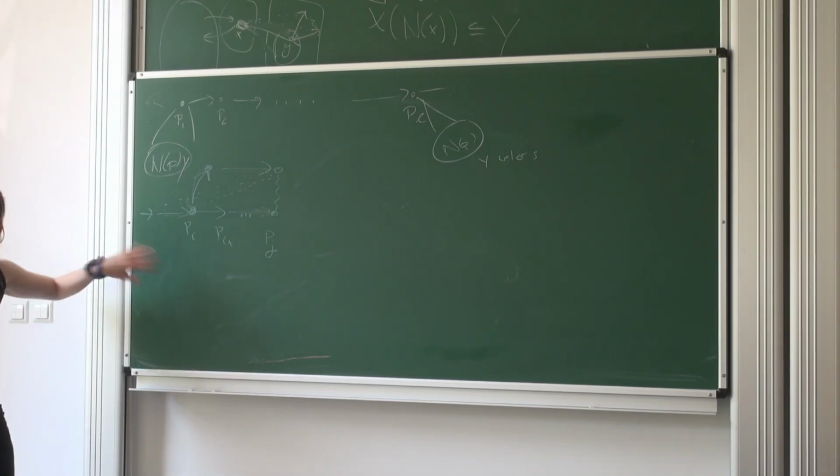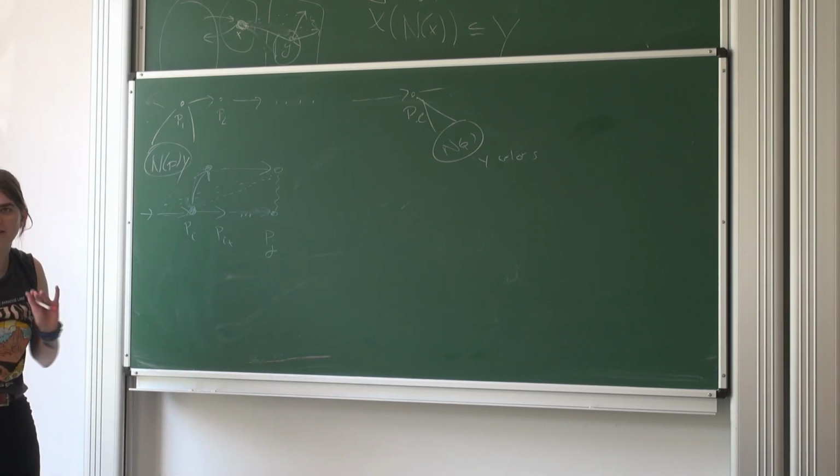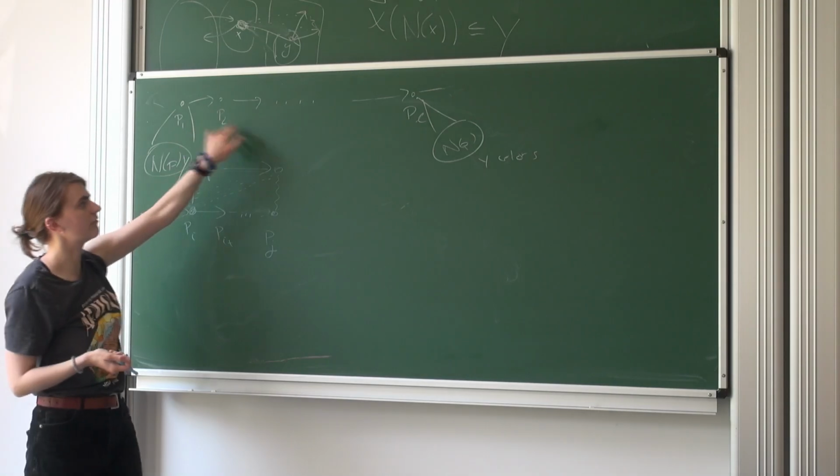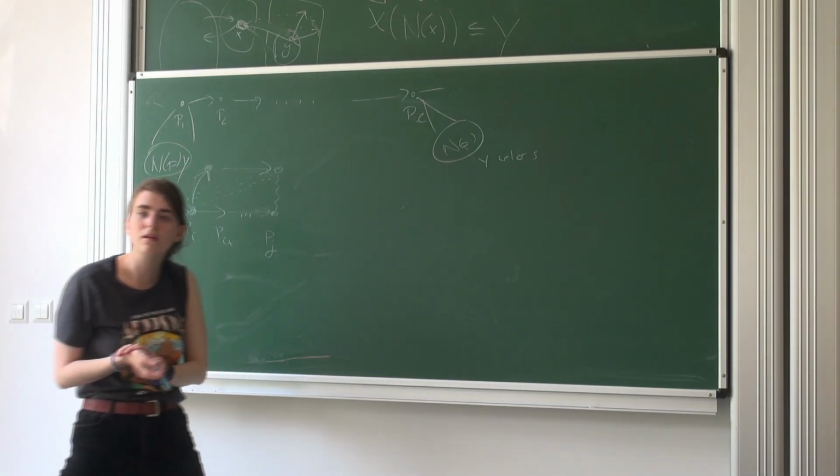So what we do is we sort the vertices by where they get their first neighbor and where they have their last neighbor on the path, where first and last are defined by this ordering of the vertices on the path.